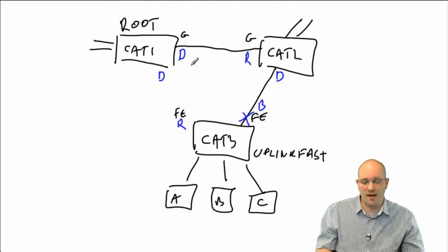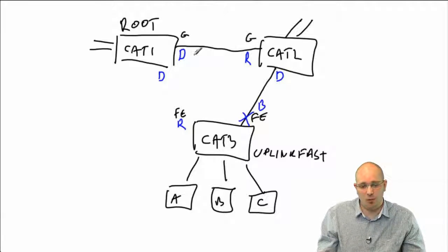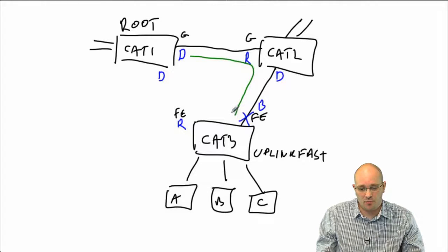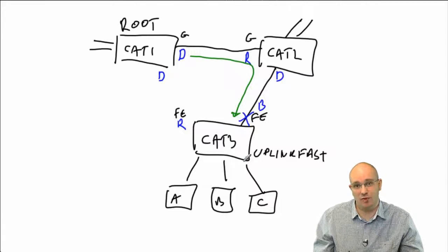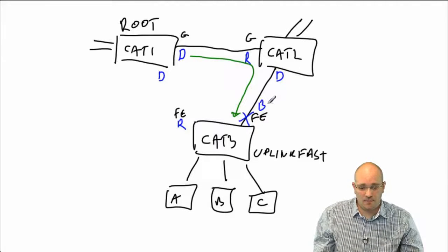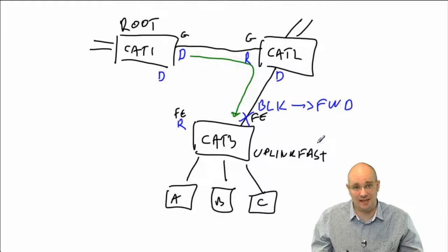What's going to happen now is that the BPDU that was being sent by Cat1 to Cat2 was being tracked by Cat3, and Cat3 now knows that this is an alternate path. So this interface is going to transition from blocking to forwarding state immediately. So there is no delay.